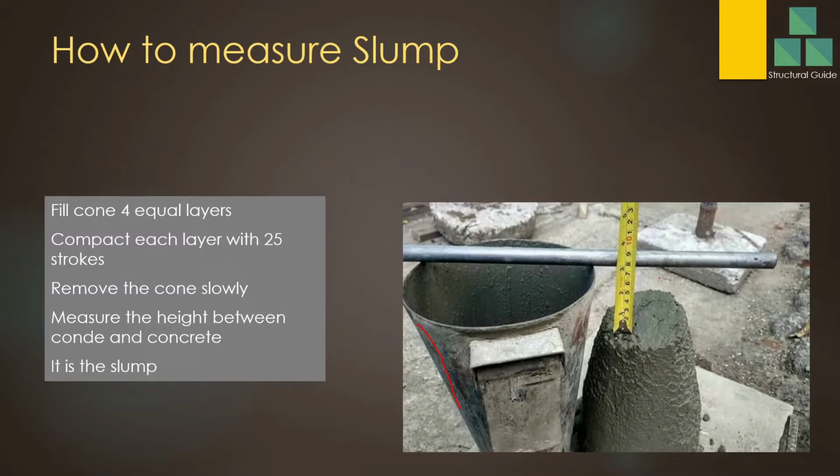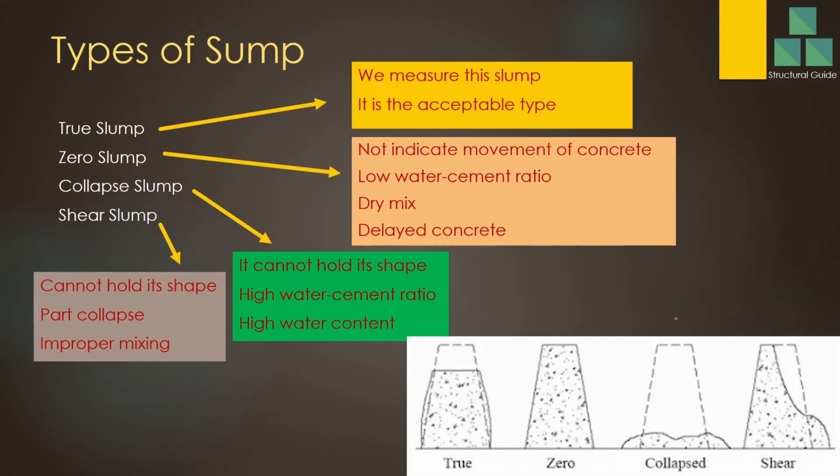Then we measure the gap between this point and this point. This is the height we measure. This height is called the slump. This value should remain as specified. If it is not, the concrete will be rejected. There may be many issues with this, therefore we have to be careful. Types of slumps.